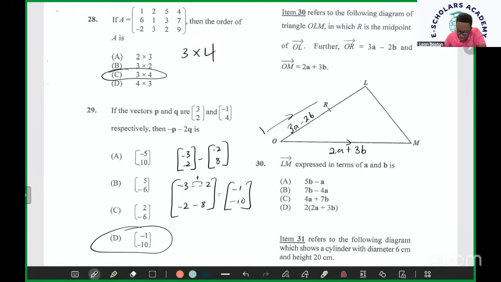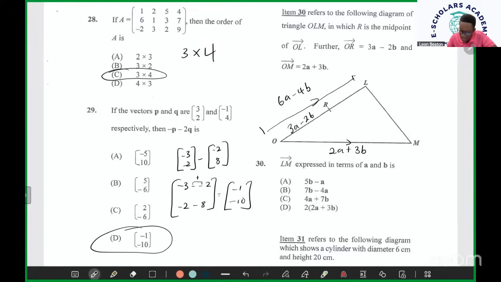So this whole thing here would be, we have to multiply this by 2. So this will become 6A minus 2B minus 4B. All right, because this thing is just from O to R, which is the midpoint. So the whole thing now, in that direction, would be 6A minus 2B. We just multiply this thing by 2.